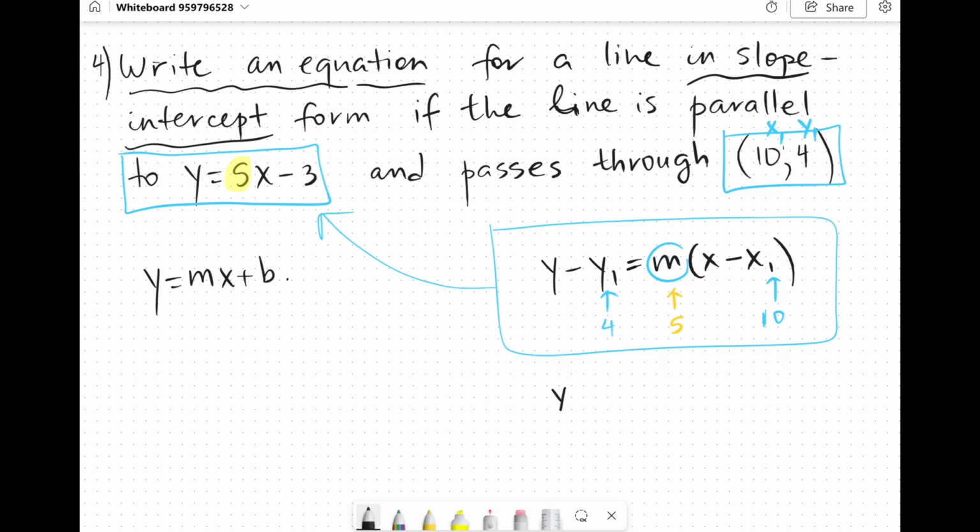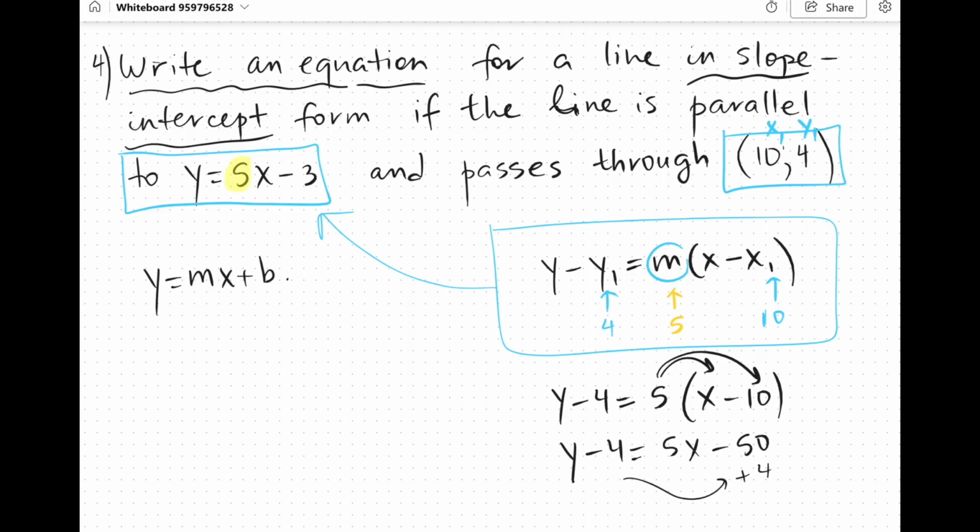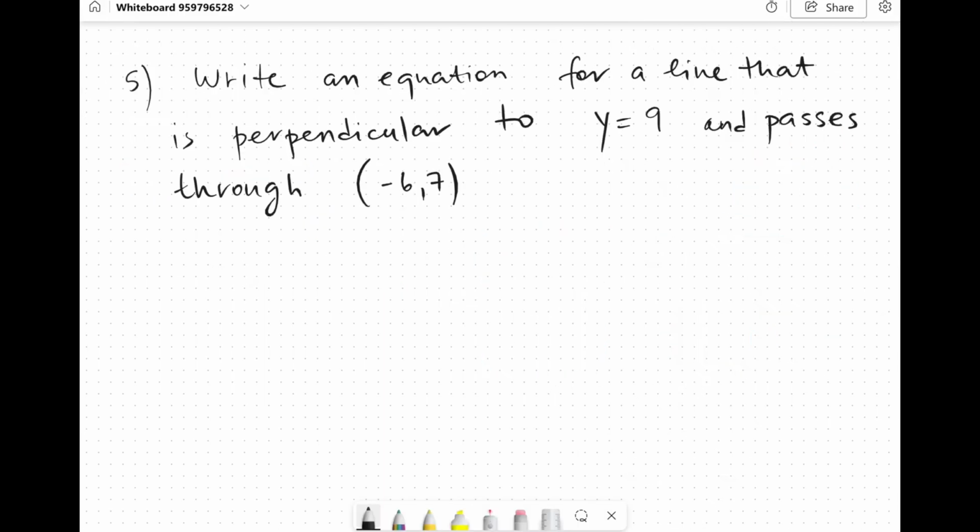So we get y minus 4 equals 5(x minus 10). Then I'm going to distribute the 5. And then I'm going to add the 4. So the final answer is y equals 5x minus 46. That's it. Now here's the final question for this recording.